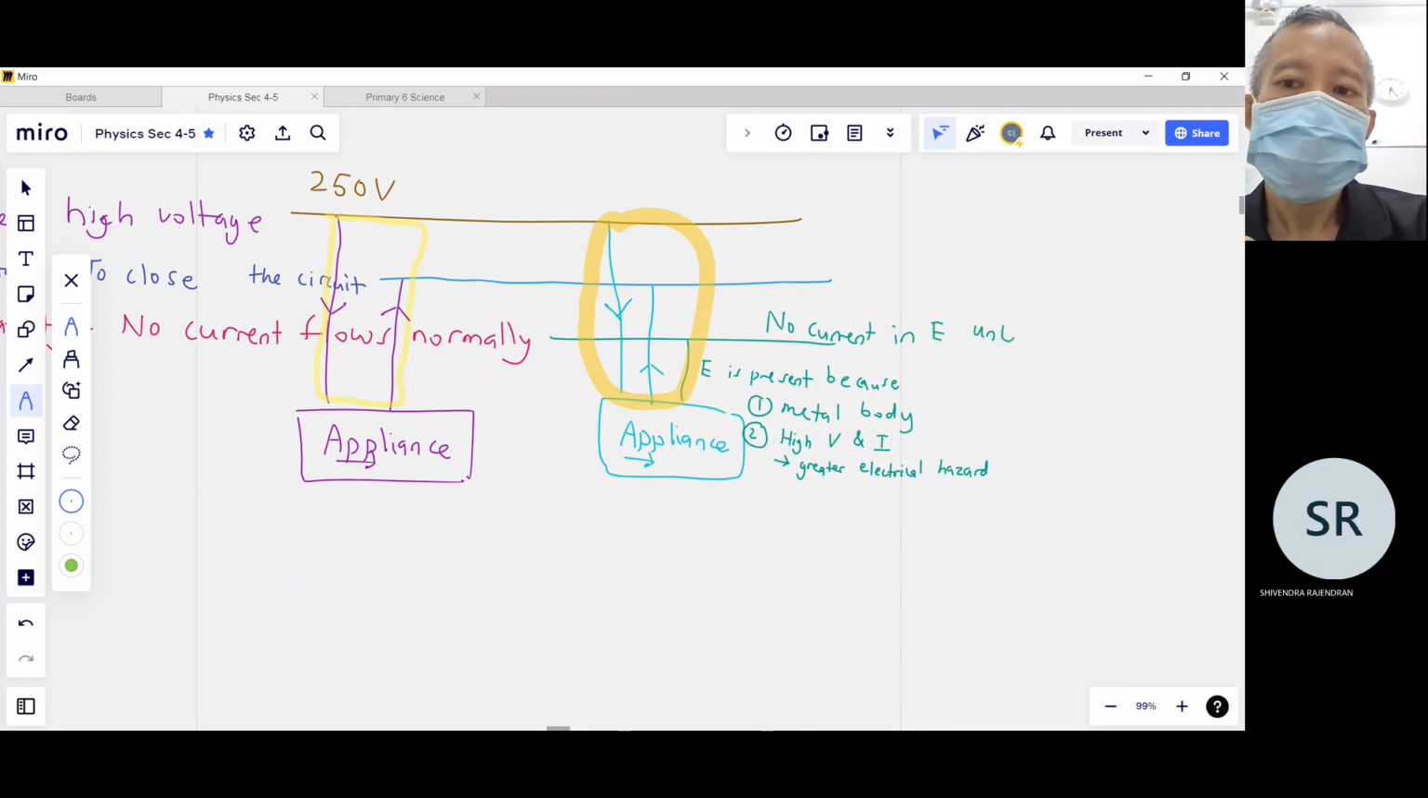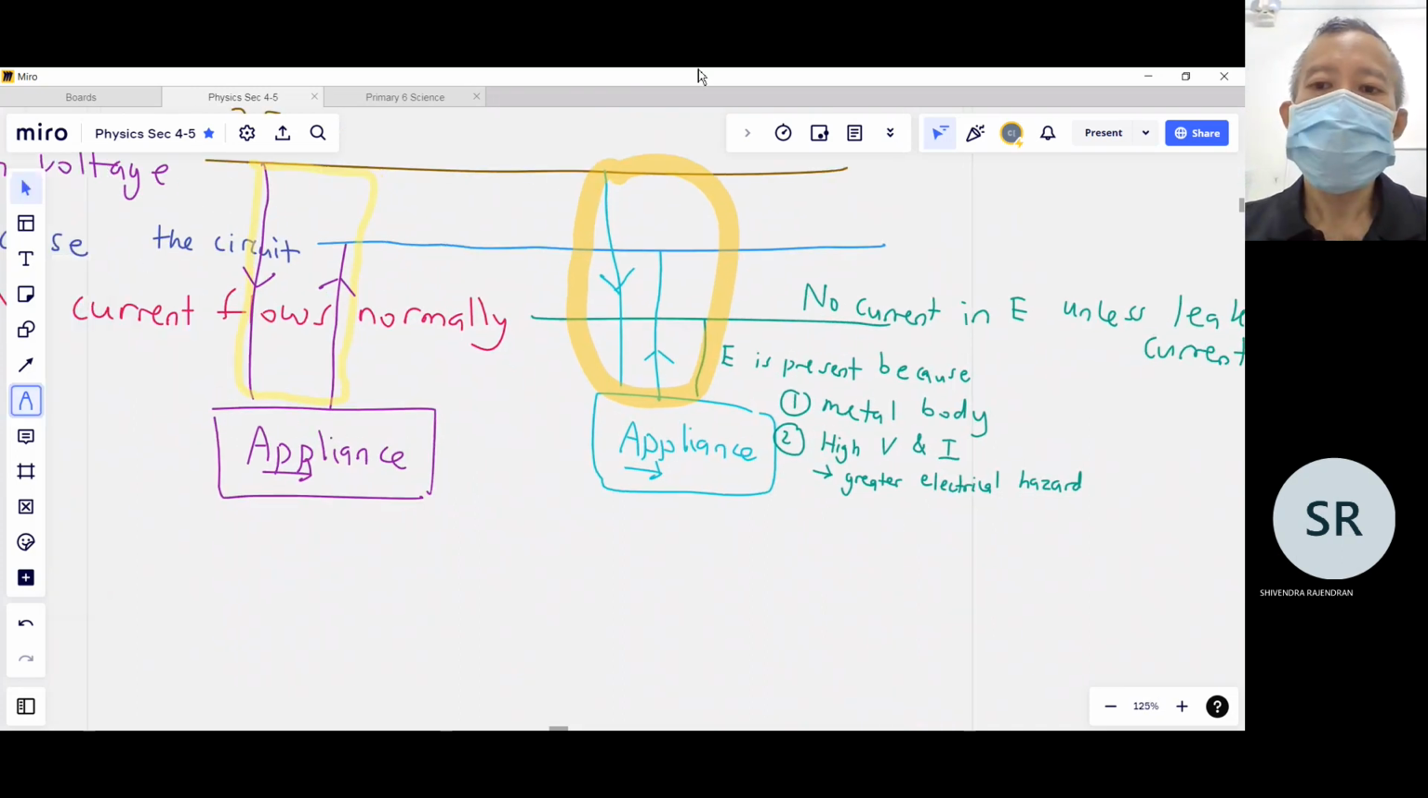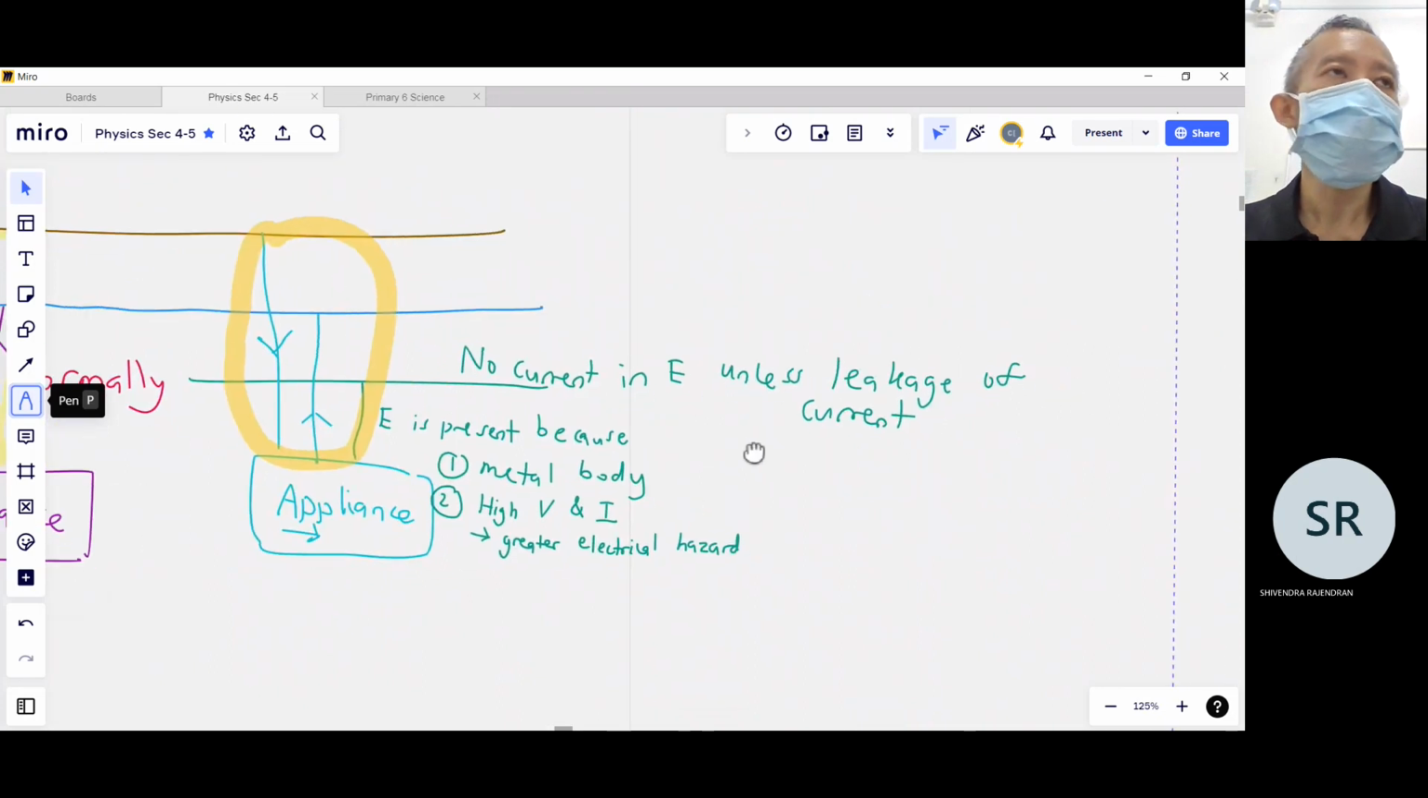Unless there's a leakage of current. Under normal operation, no current flows in the earth. But why is there a leakage of current?